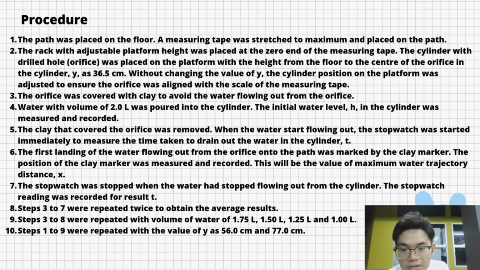The first landing of the water flowing out from the orifice onto the path was marked by the crane marker. The position of the crane marker was measured and recorded. This will be the maximum water trajectory distance, S. The stopwatch was stopped when the water had stopped flowing out from the cylinder. The stopwatch reading was recorded as the result T. Steps 3 to 7 were repeated twice to obtain the average result, and steps 3 to 8 were repeated with the volume of water from 1.75 liter to 1 liter. Steps 1 to 9 were repeated with heights of 56 cm and 77 cm.